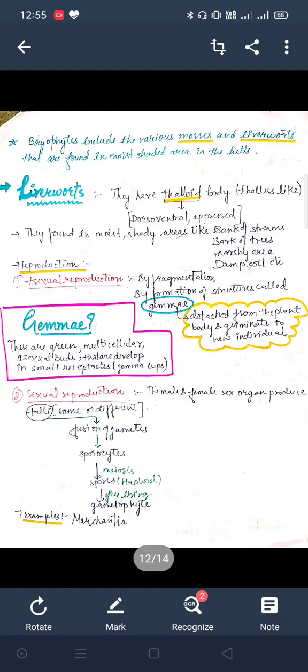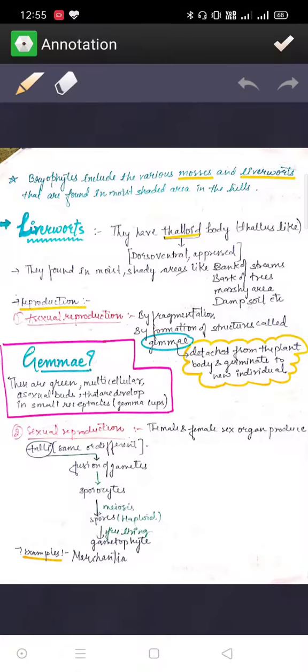Now, bryophytes include mostly mosses and liverworts. So, what is a liverwort? A liverwort has a thalloid body. We know what thalloid is: a thallus-like structure. Thalloid is dorsoventral and appressed. They are found in moist, shady areas like stream banks, the bark of trees, muddy or marshy areas, damp soil, and many acidic moist areas.